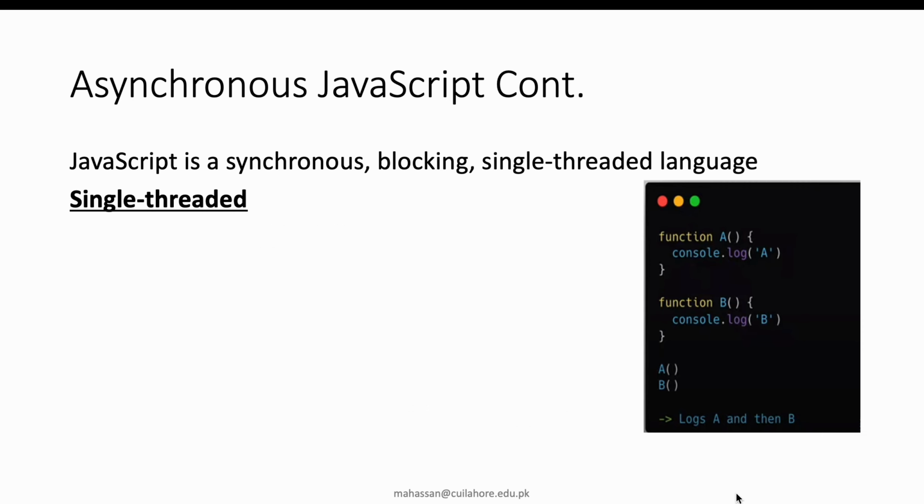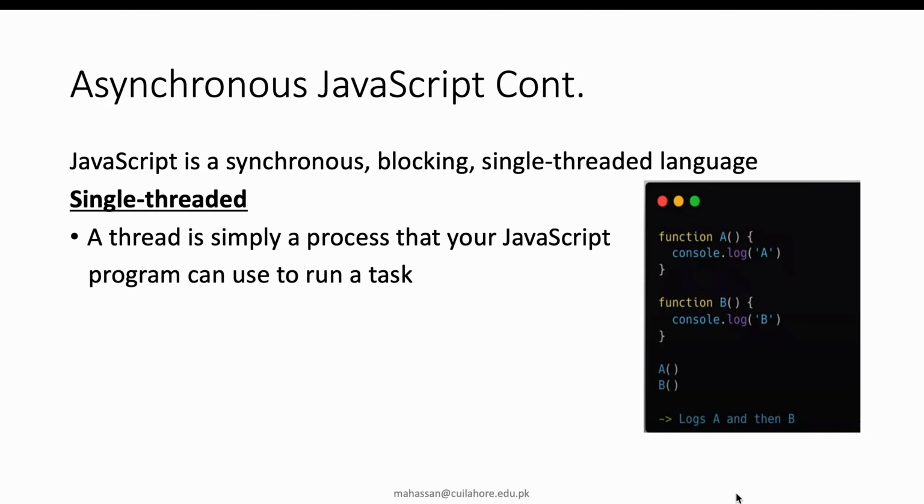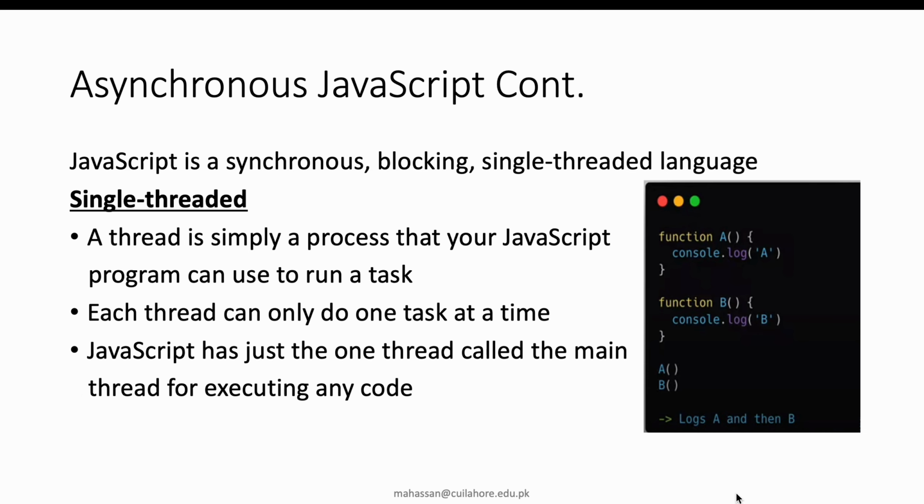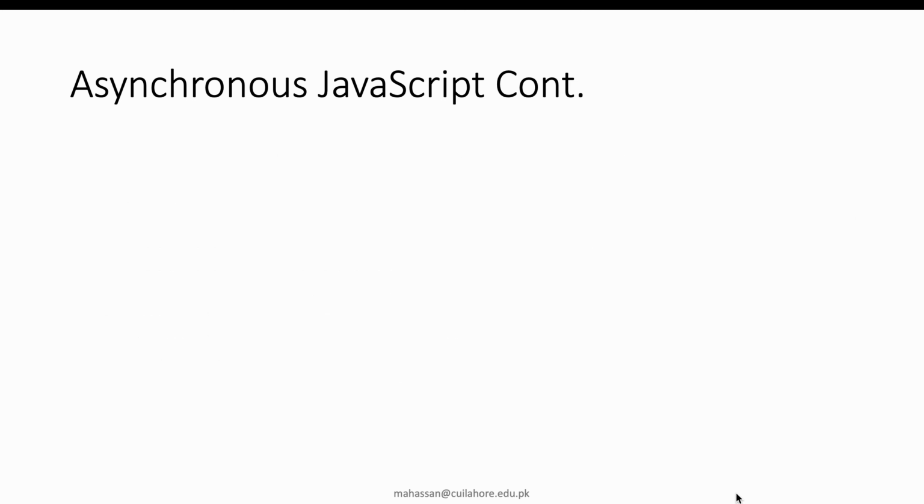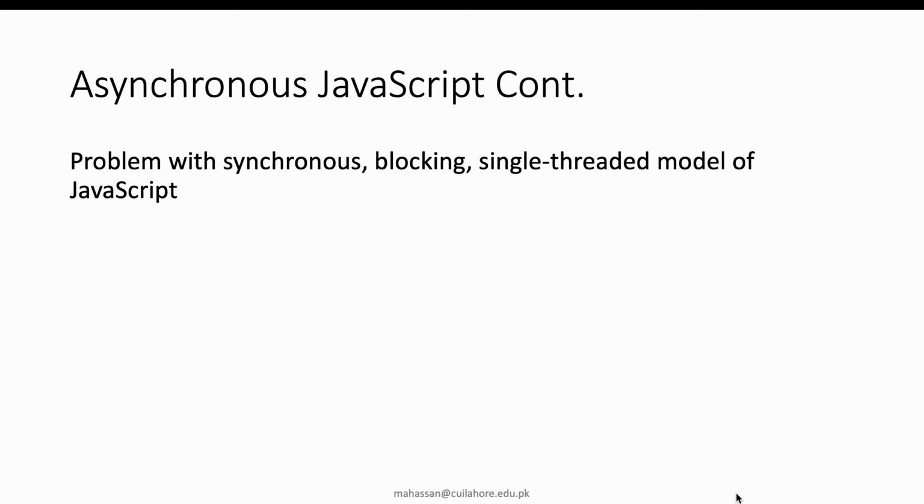And the last point is single-threaded. A thread is simply a process that your JavaScript program can use to run a task, and each thread can only do one task at a time. Unlike a few other languages which support multi-threading and can thus run multiple tasks in parallel, JavaScript has just one thread called the main thread for executing any code. This brings us to the point that in its most basic form, JavaScript is a synchronous, blocking, single-threaded language.